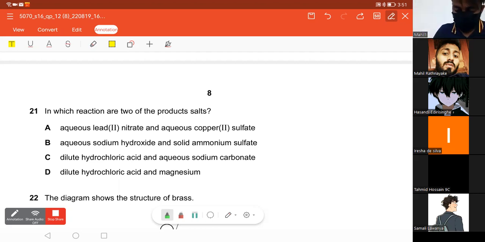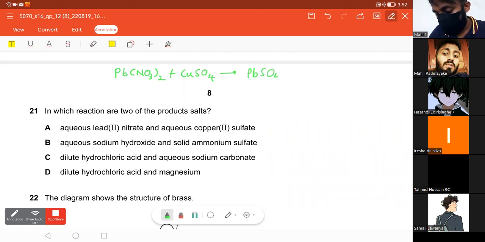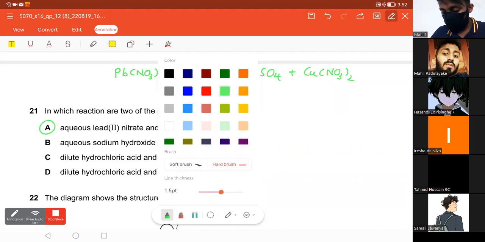Lead nitrate. Lead valence is 2, Pb(NO3)2, plus copper(II) sulfate, CuSO4. If the two salts are mixed, the positive ion goes with the negative ion and the negative ion goes with the positive ion. Then what are the products? PbSO4 plus Cu(NO3)2. This is the answer. It forms two salts.